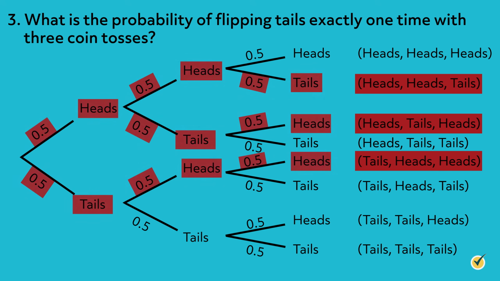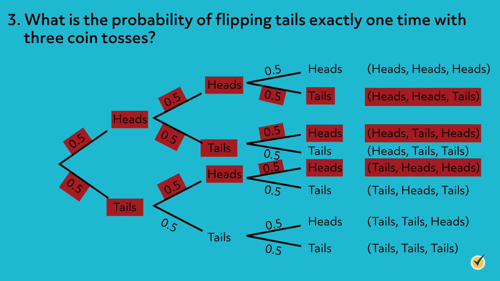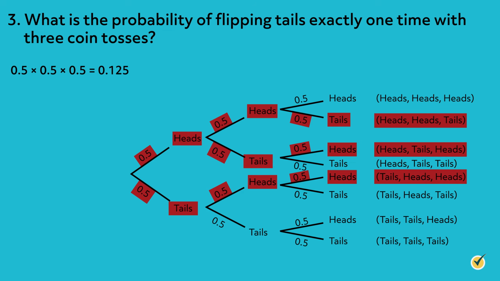Next, multiply along the branches for each scenario to find the overall probability for each outcome. Since 0.5 times 0.5 times 0.5 equals 0.125, each outcome has a probability of 0.125. Last, find the sum of the overall probabilities with exactly 1 tails flip. 0.125 plus 0.125 plus 0.125 equals 0.375.